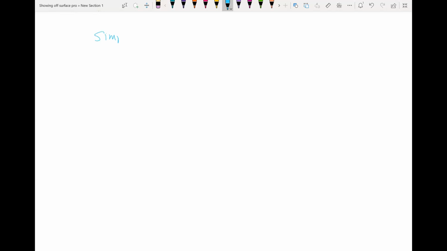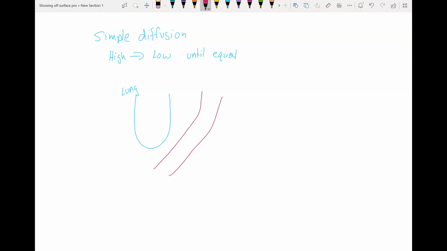So think about simple diffusion. Your lungs absorb oxygen by simple diffusion. Remember, simple diffusion, you move from high to low until equal. So let's suppose this is your lung, and here is your blood. Now, your blood oxygen is never at 0. If it were at 0, you would be dead.